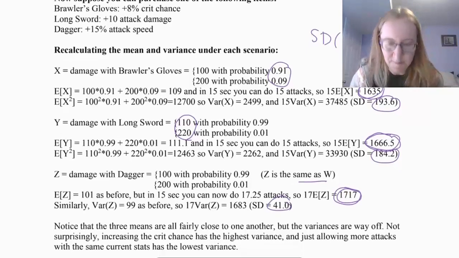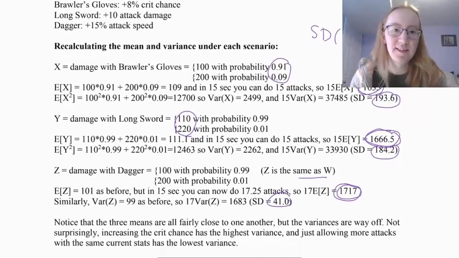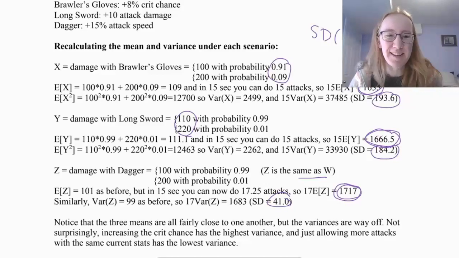So we end up with this comparison between the higher risk, basically, of those higher variance strategies that might have a possibility of a bigger reward.